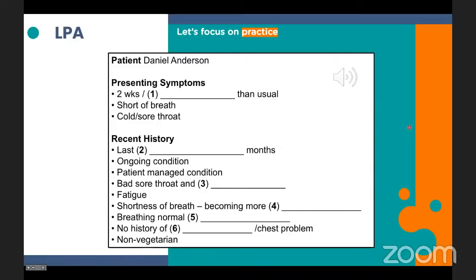Hi, it's Daniel, isn't it? Yes, Daniel Anderson. That's right. Hi, Dr. Hampton. I haven't seen you for quite a while. What brings you in today? Yeah, I probably should have come in before now. Okay, well, that's fine. So how can I help?